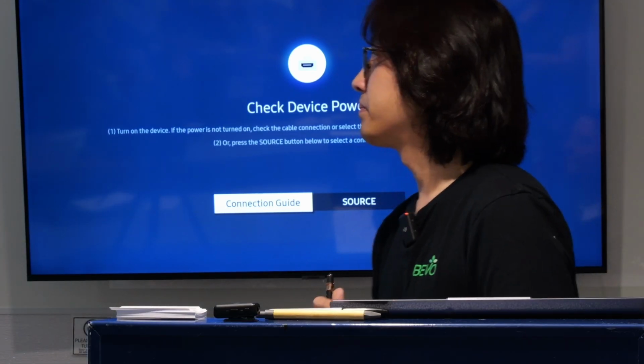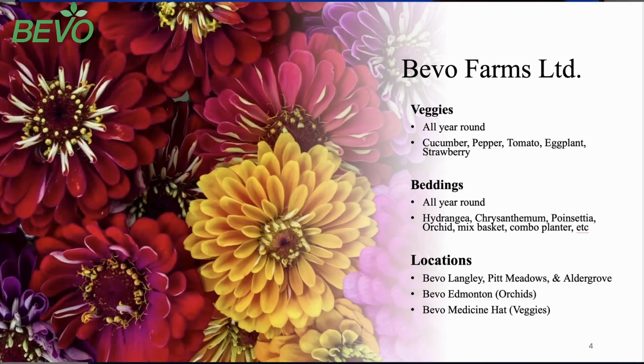So what does BEVO do? We grow veggies all year round, particularly cucumber, pepper, tomato, eggplant, strawberry, etc. Bedding crops as well, all year round: hydrangea, chrysanthemums, poinsettias, orchid, mixed basket, etc. In BC, we have 3 different locations: BEVO Langley, Pitt Meadows, and Eldergrove. In Edmonton, we have the orchid facility, and in Medicine Hat, we have the veggie facility at the moment.